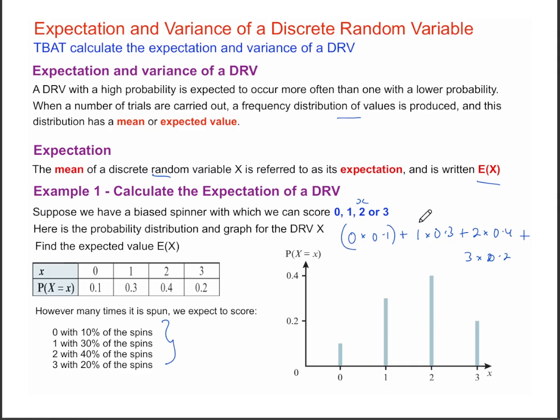This right here is how you find the expectation of a discrete random variable. You take the value of that discrete random variable, multiply by the probability of getting that value, then you sum up for all the values that are possibilities of the discrete random variable. This will give us 1.7. So that will be your expected score of this biased spinner.